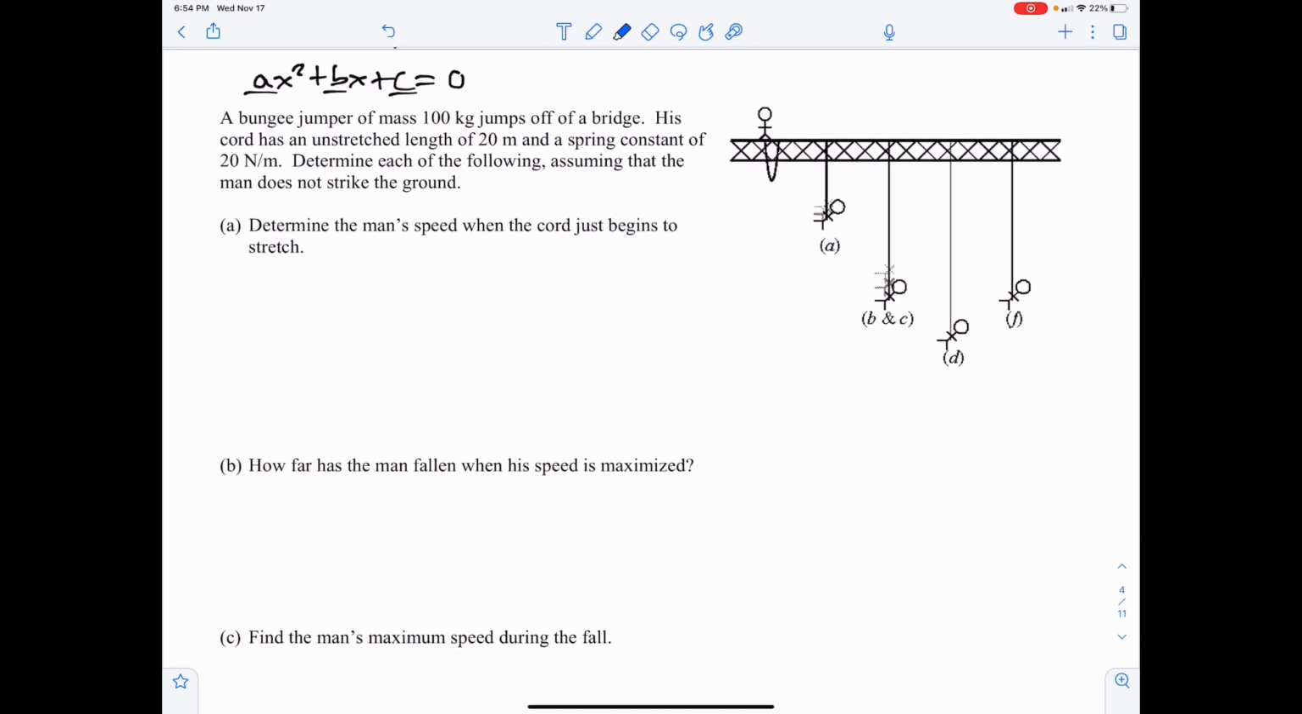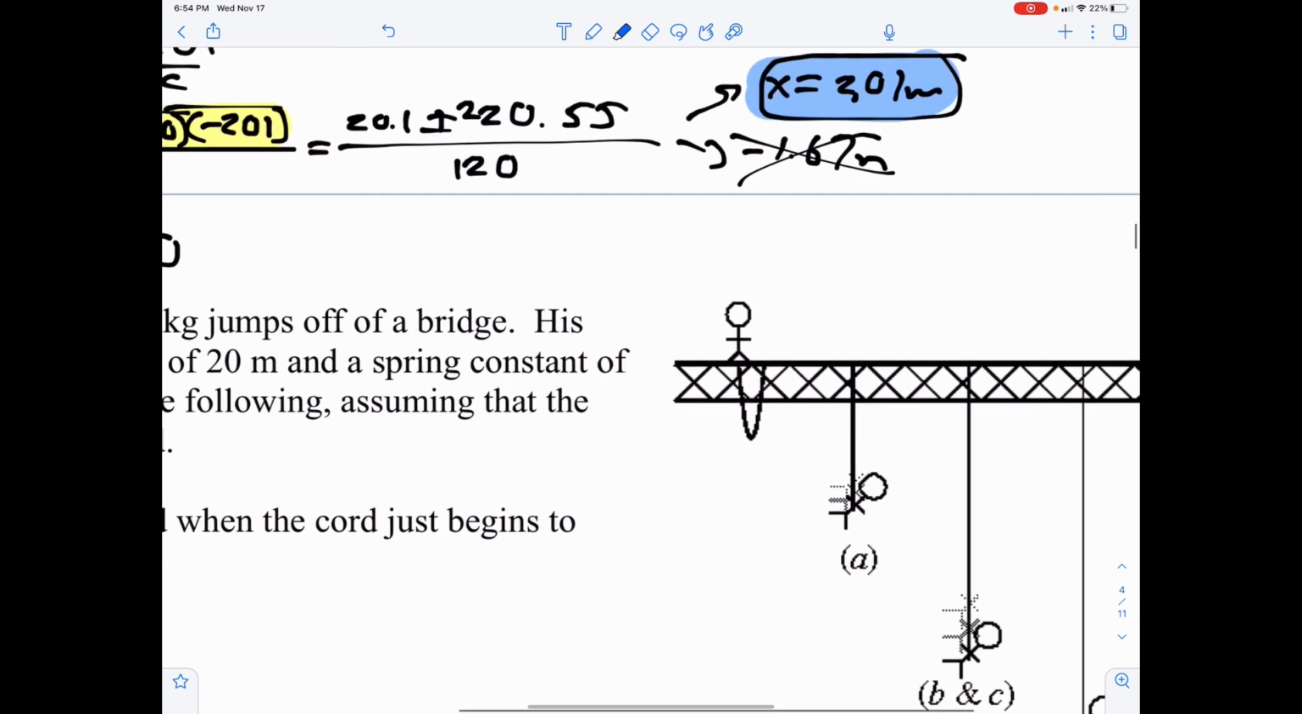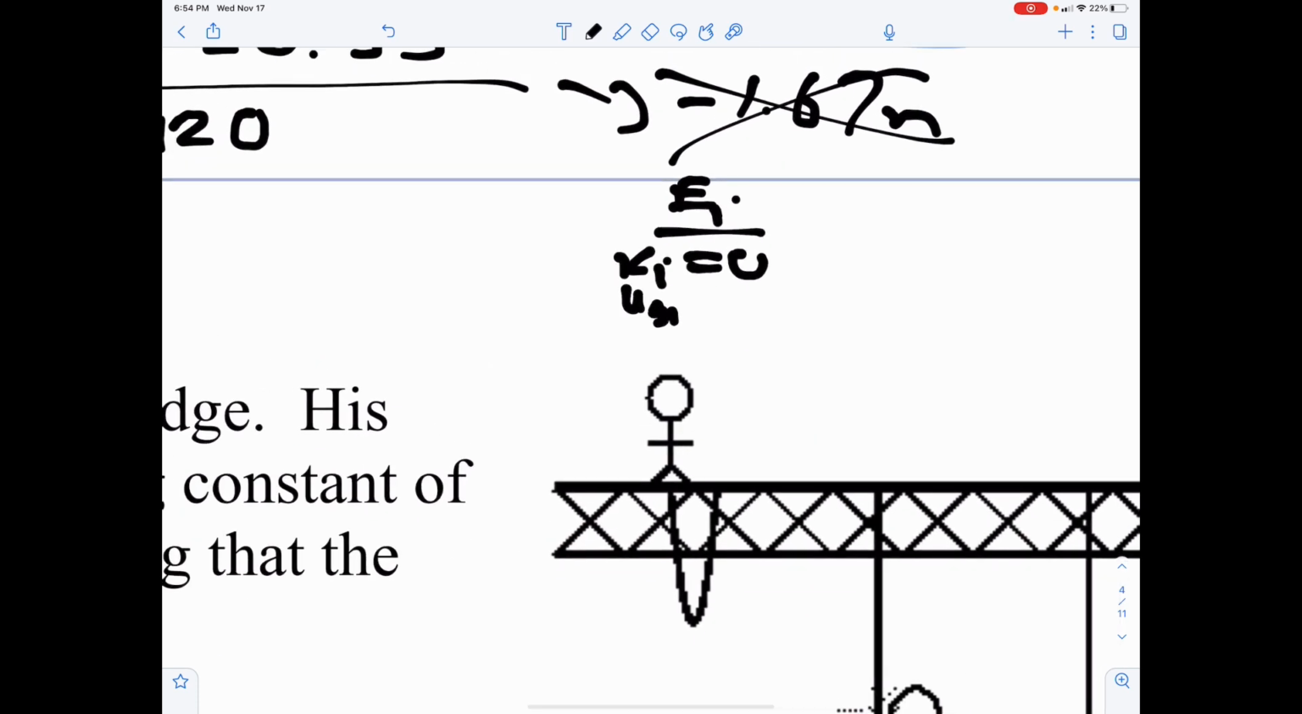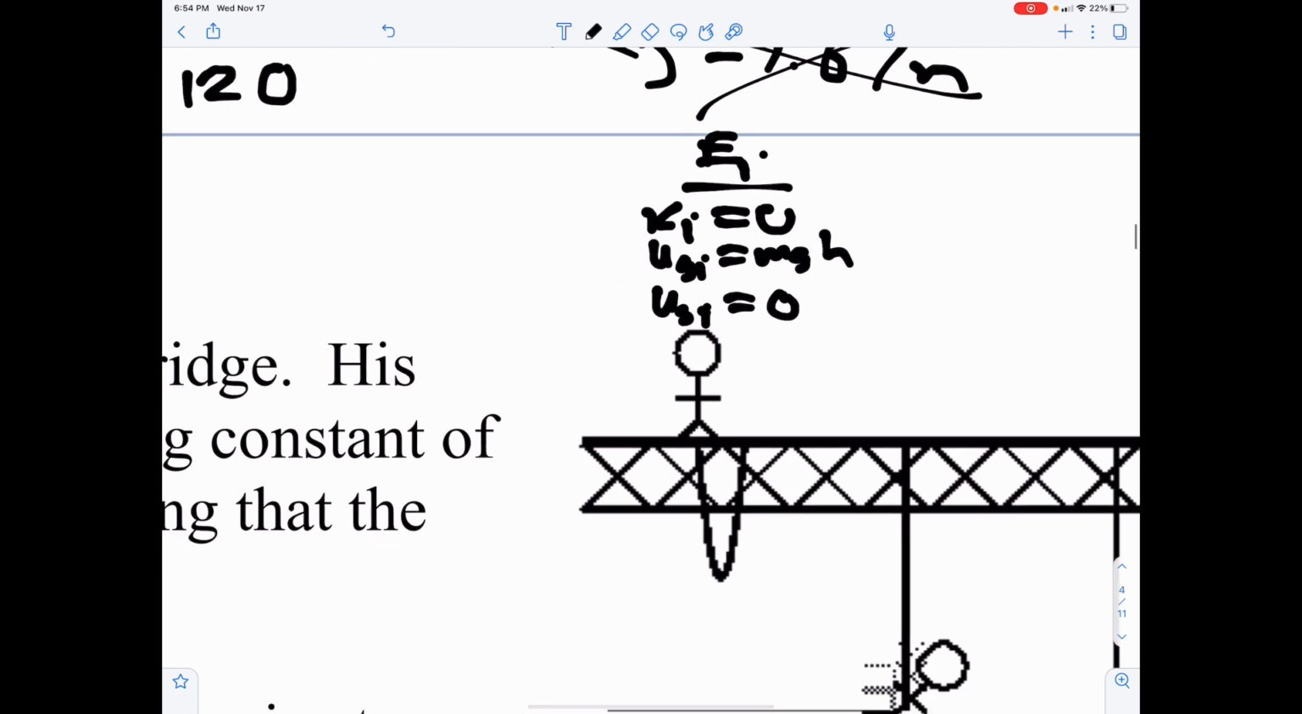In the next example, we have a bungee jumper of mass 100 kilograms who jumps off a bridge. His cord has an unstretched length of 20 meters and a spring constant of 20 newtons per meter. Determine each of the following. Assume that the man does not strike the ground. So let's take a look at this being the initial energy right here. We have no kinetic energy to start with. The gravitational potential energy is mgh, because you have the potential to fall from up there, and the spring potential energy is 0 because the bungee cord is not stretched yet.